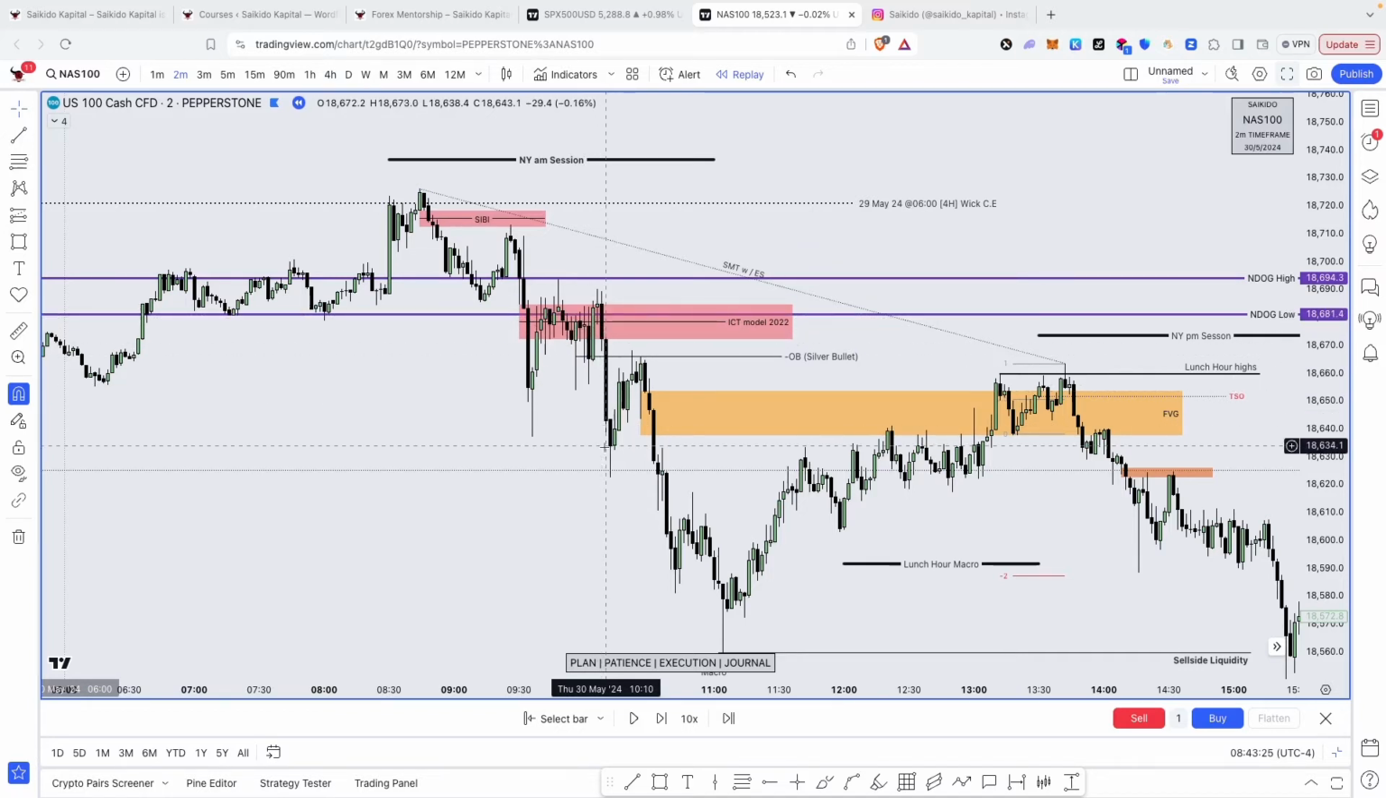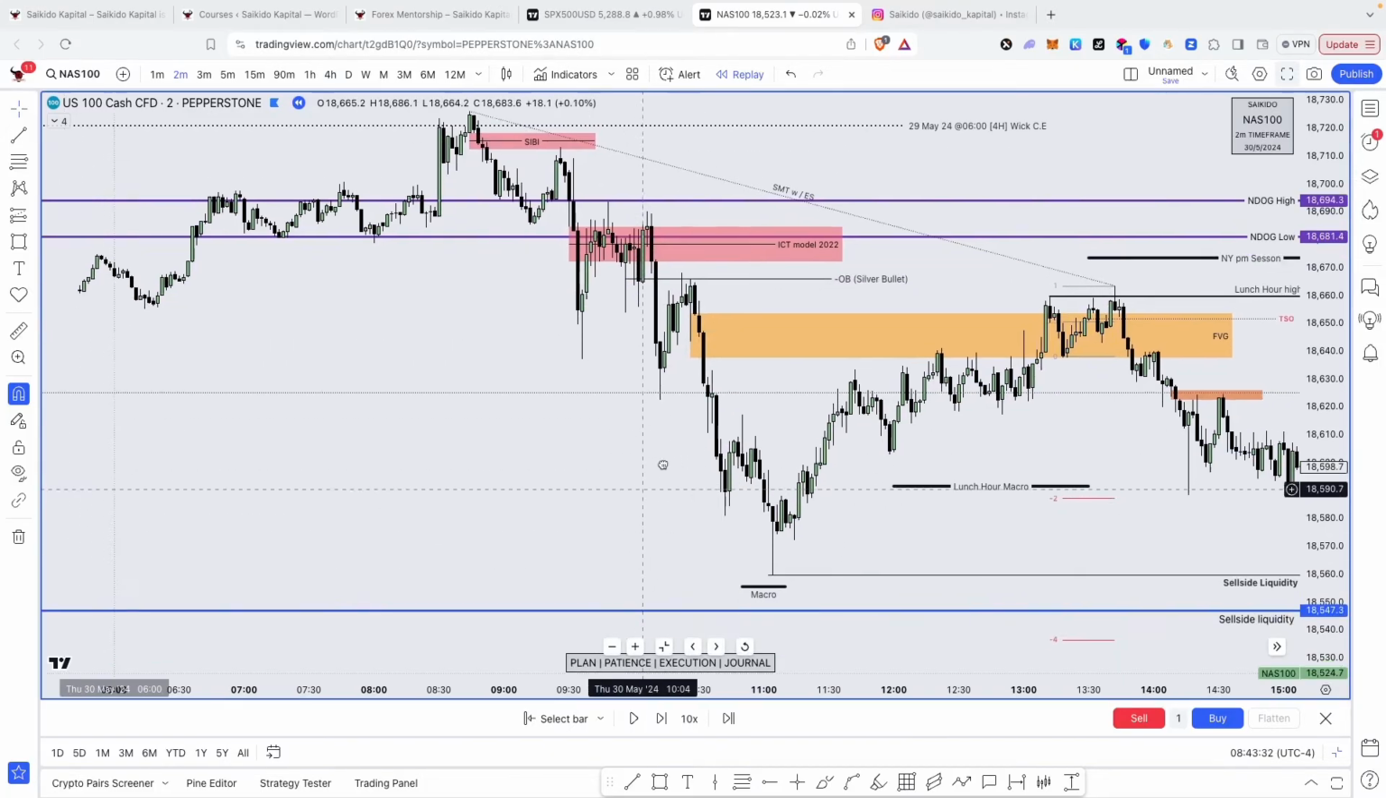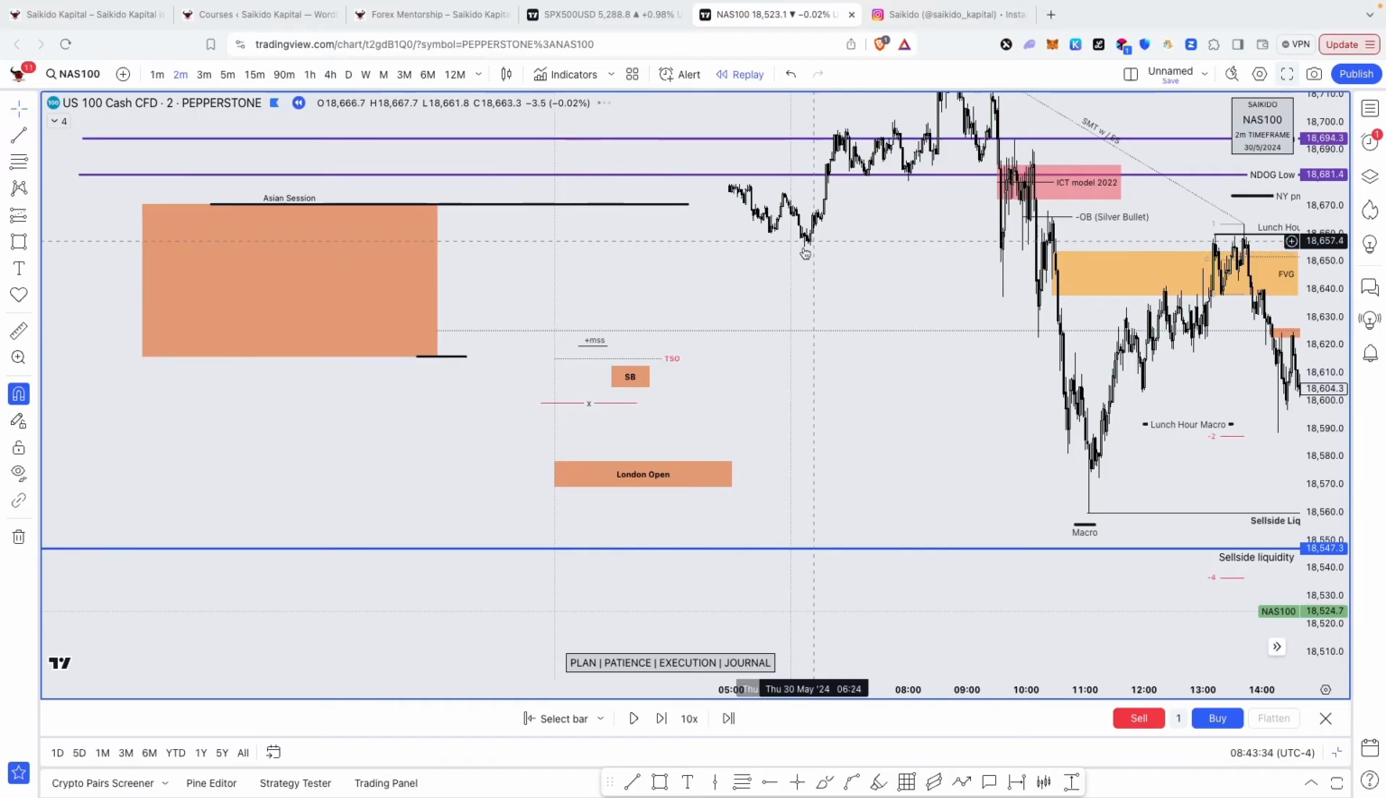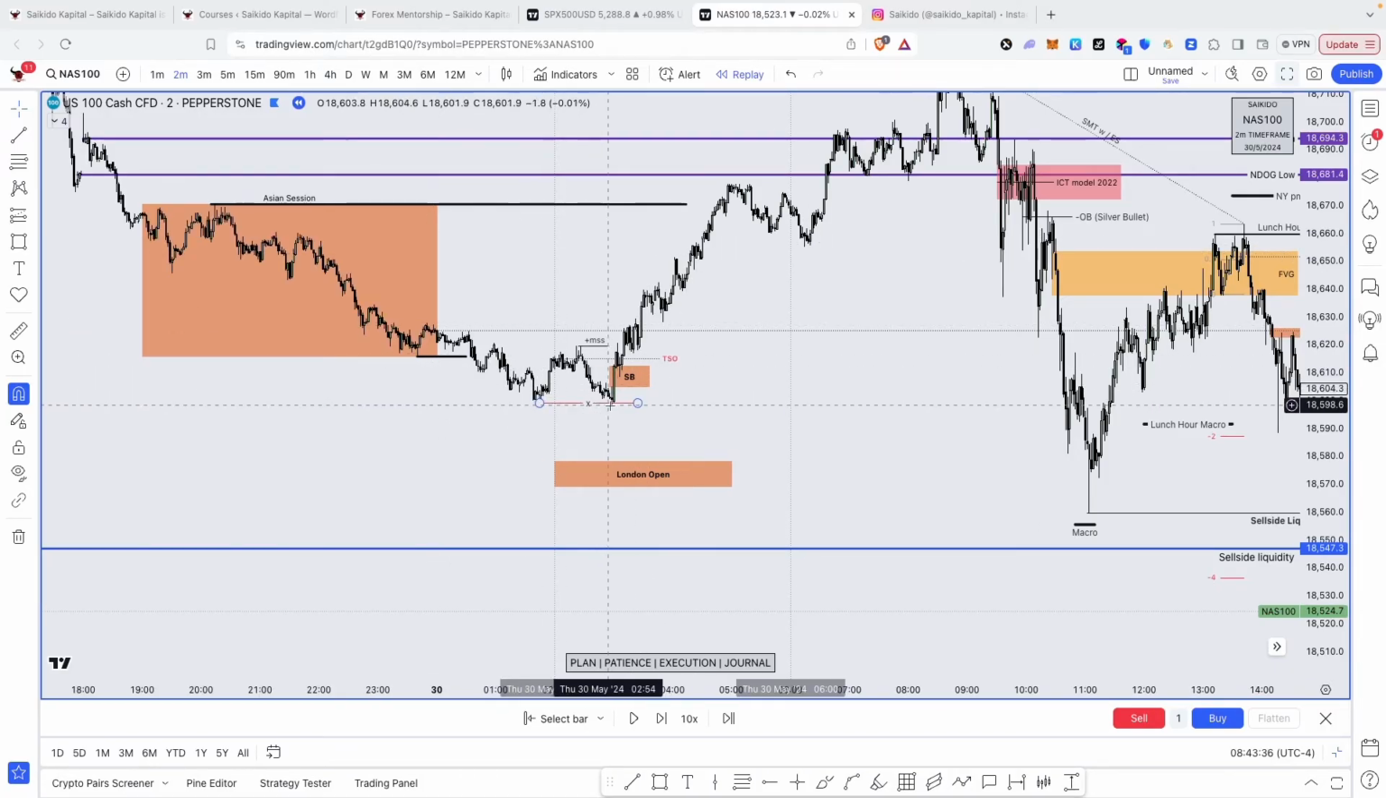And then this was a continuation. This was a silver bullet here, order block for silver bullet to take it further lower. And then we have sell side here, the London lows, right? Because this is London session. So we have London sell side liquidity here. And then that was my target.